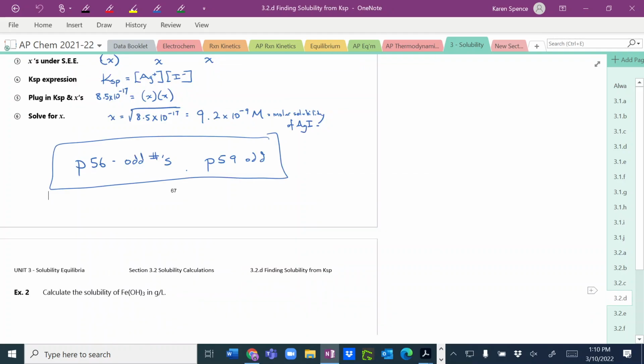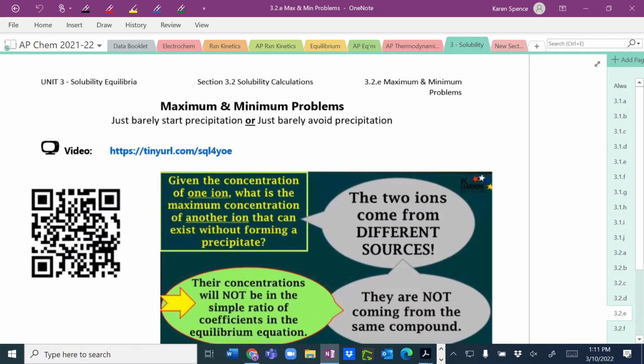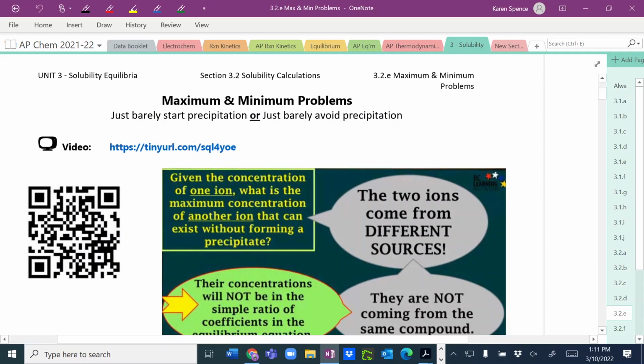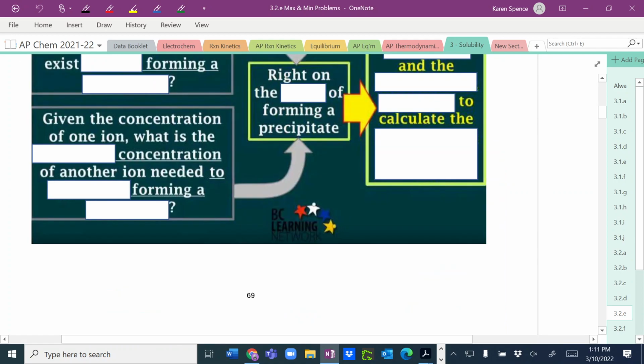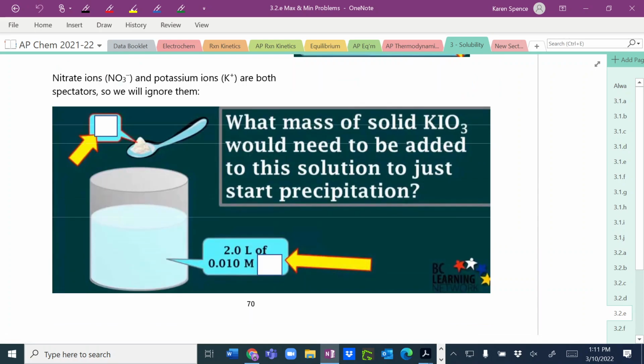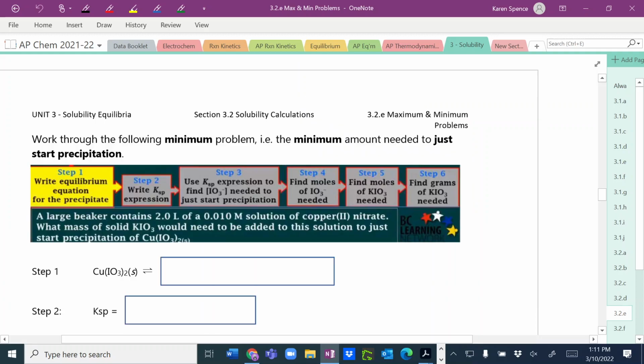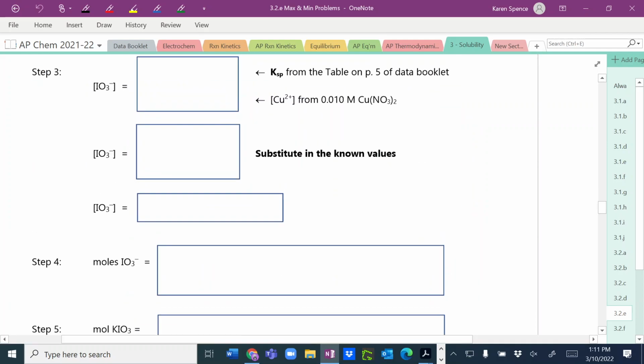And we already did finding solubility from KSP, right? And then we have minimum or maximum problems. I'm going to skip over the video part here. Would you rather watch the video or would you rather have me teach it? Teach it? Okay, so we're going to skip over this part. You can watch it if you feel like Ms. Spence didn't do a great job. Okay. Keep going. Okay.